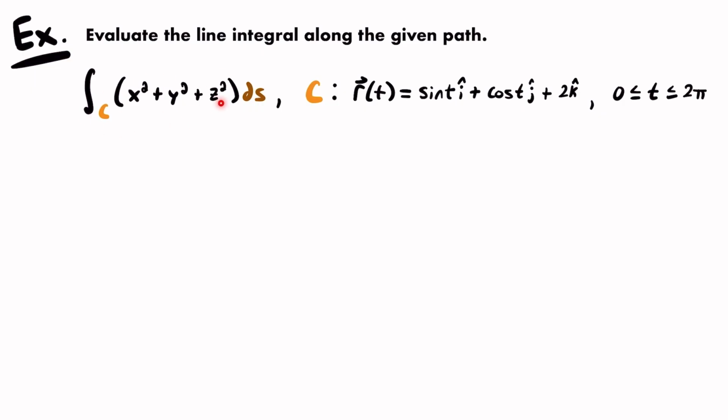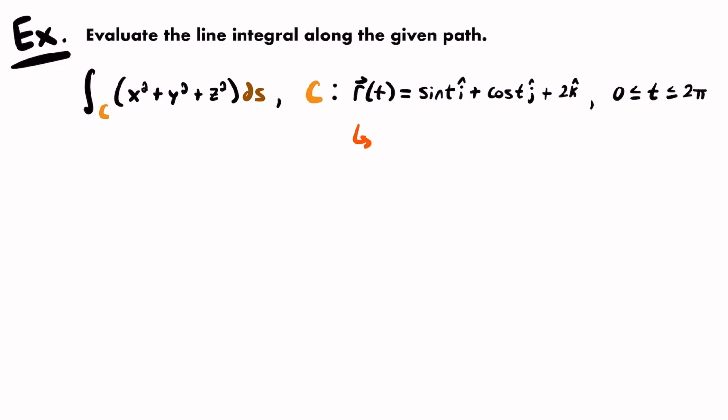We want to set up this line integral in terms of the parameter t, and so in order to do that, we need to know what x, y, and z are equal to in terms of t, and those parametric equations will come directly from the vector function that represents the curve C. Right, the x component is the parametric equation for x, the y component is the parametric equation for y, and the z component is the parametric equation for z.